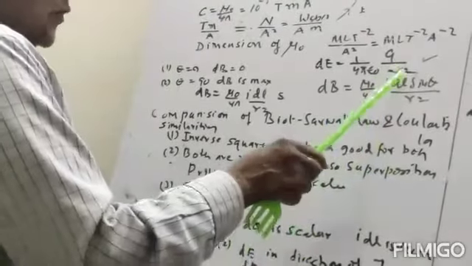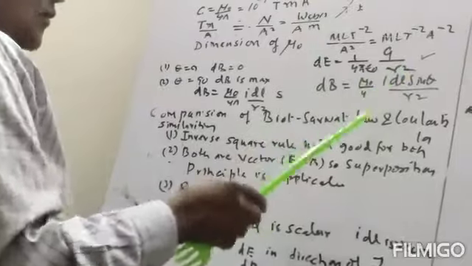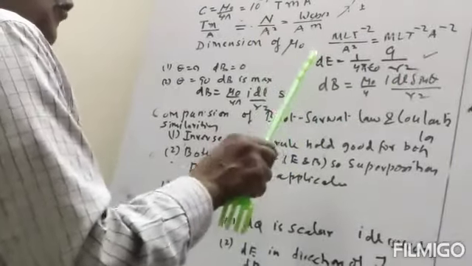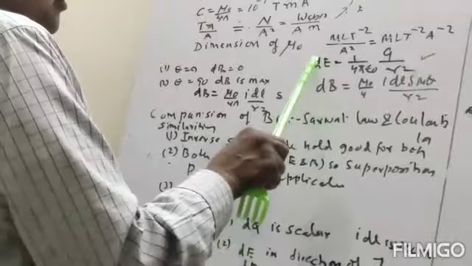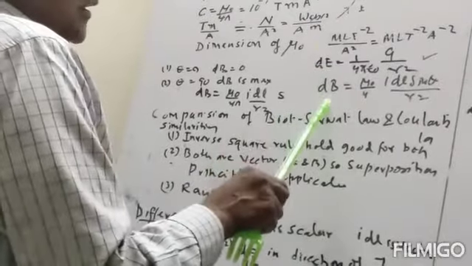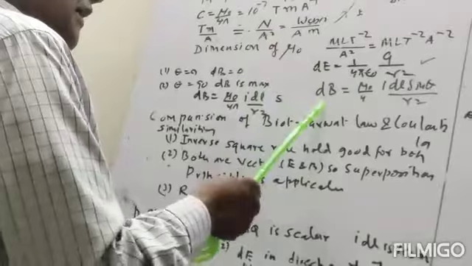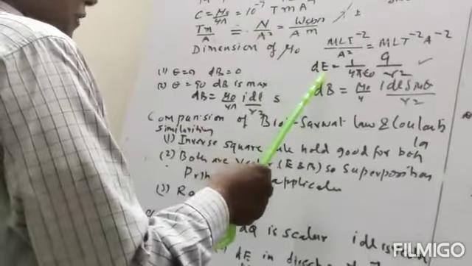Number one, it is proportional to 1 by R squared. Number two, both are vector quantities. Then the range for both is infinite. So since both are vector quantities, the superposition of vectors will be applicable for the magnetic field as well as for the electrical field.